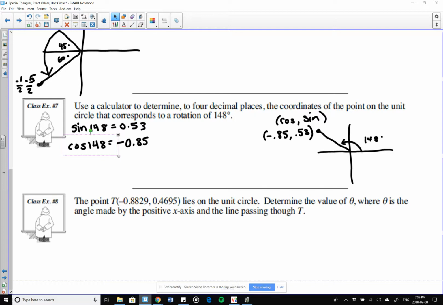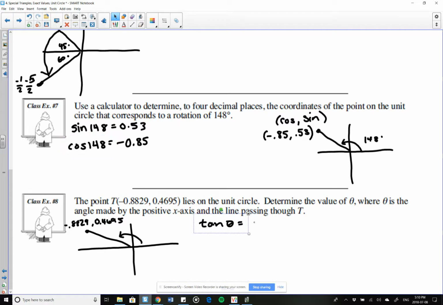So same with this, they've given us the point where the angle is made by the positive angle. So I can find, there's a couple ways you can do this. Again, I could just plug my value in right here. So the negative 0.8829 and 0.4695. I want to find the angle. So I want to find this angle here. So I can set up my tan here because those are the values I have. Tan is y over x.